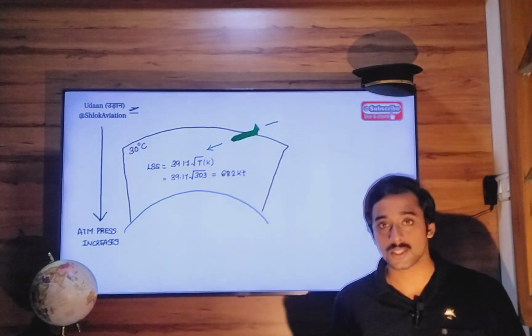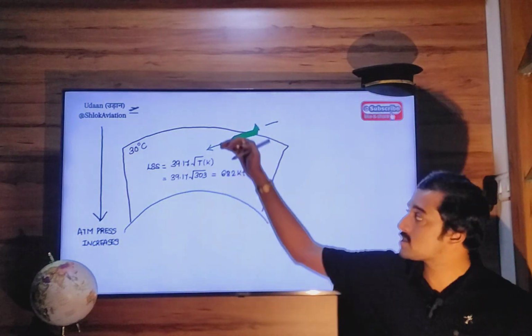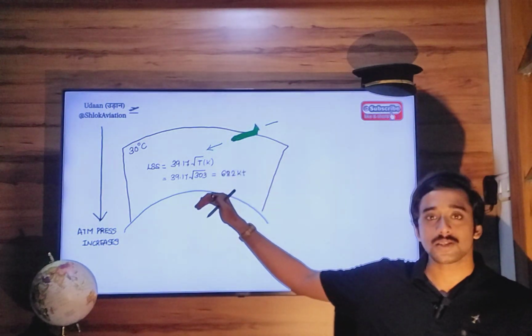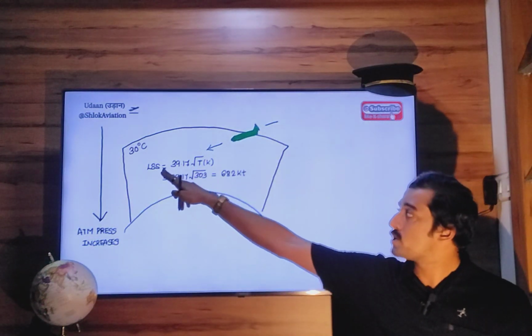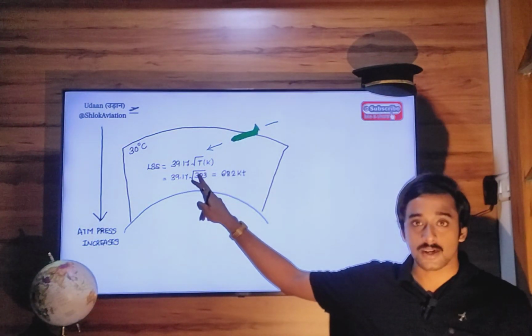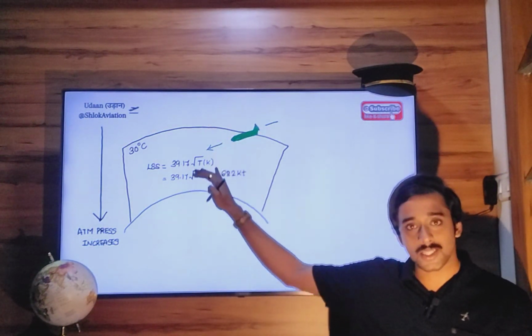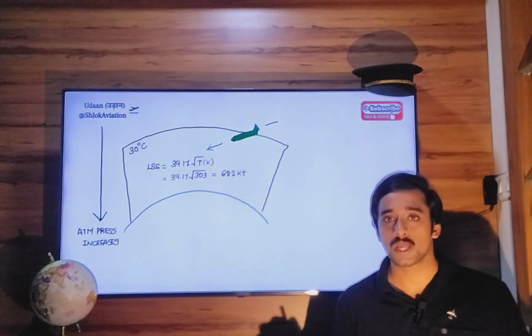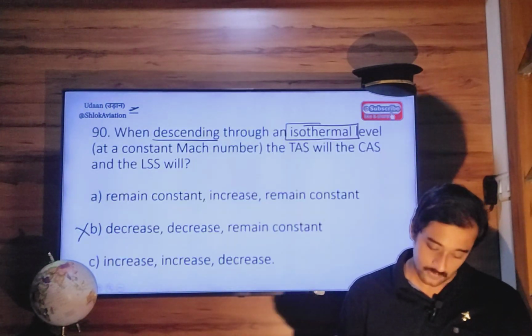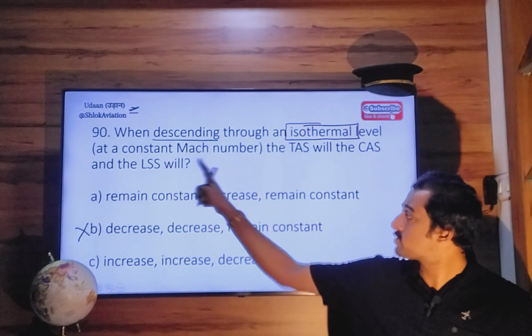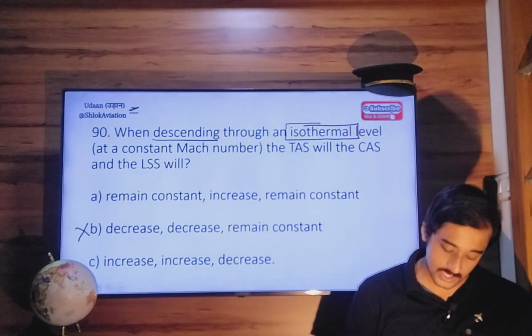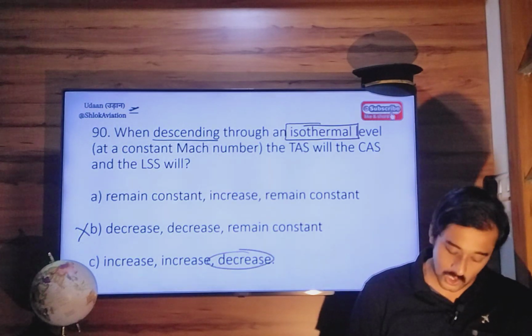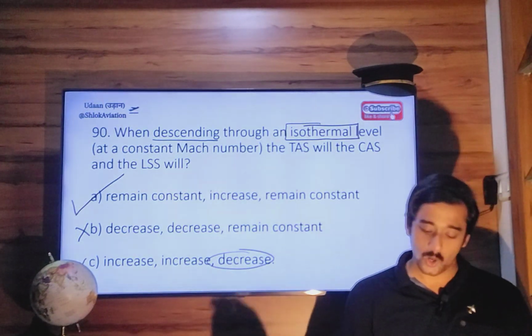This will remain constant throughout this isothermal layer because the temperature is going to remain constant in this layer. And local speed of sound is proportional to your temperature, right? So if temperature is constant, local speed of sound will also remain constant. So what will happen to local speed of sound? Remain constant, decrease. So it's going to remain constant. It cannot decrease. So this is also eliminated. We are left with option Alpha.